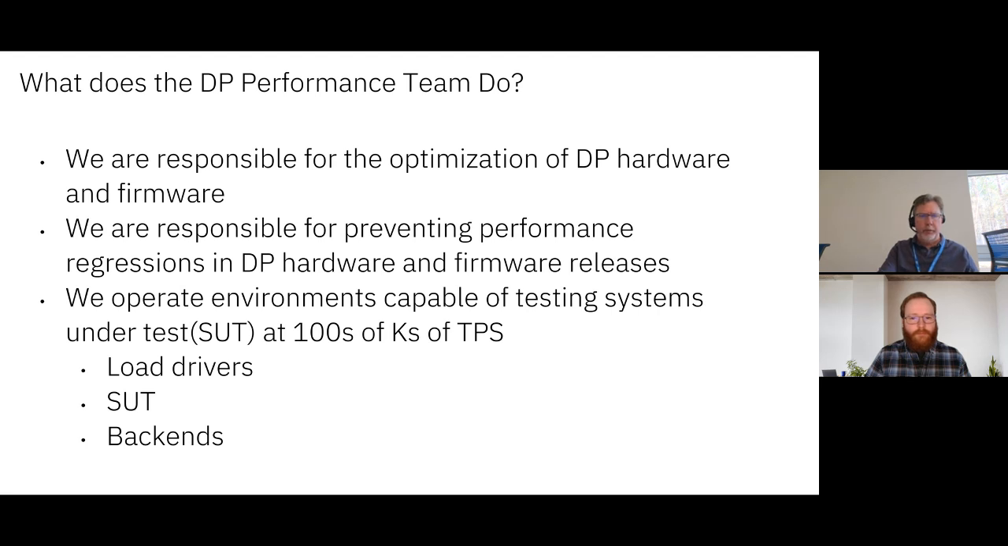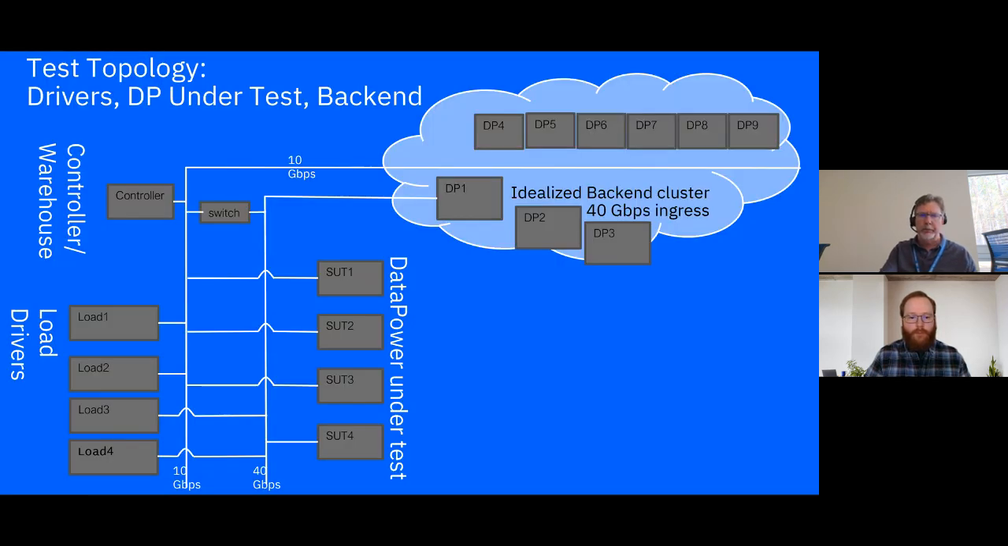What does the DataPower performance team do? We're responsible for optimizing the DataPower hardware and firmware. This is just by way of introduction of what we are using these appliances for, and what we are using the GitOps on those appliances to do. We're going to focus primarily on the back-end implementation that I mentioned a minute ago. That's what I call the idealized responder, and we manage that domain and its applications through the Git integration.